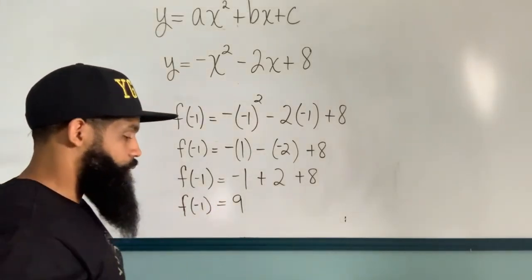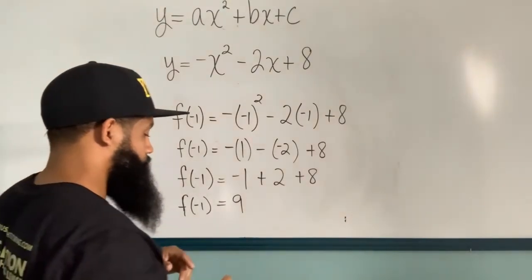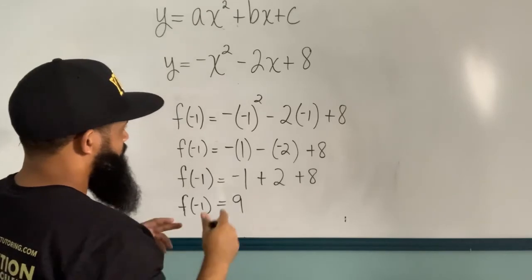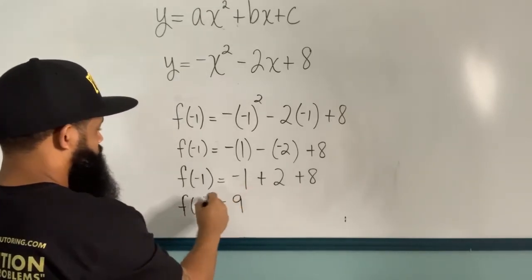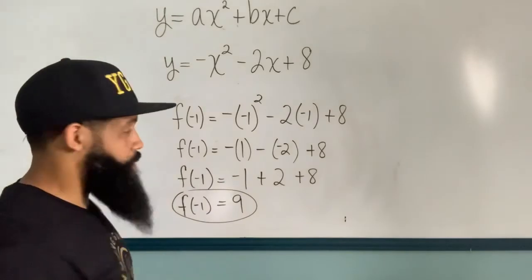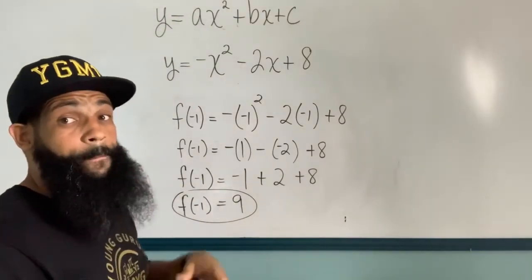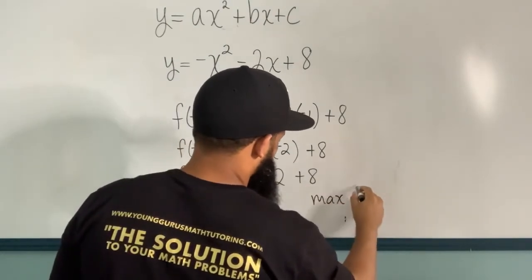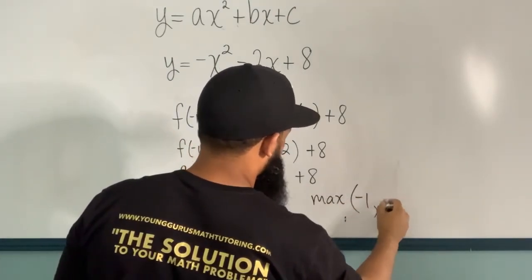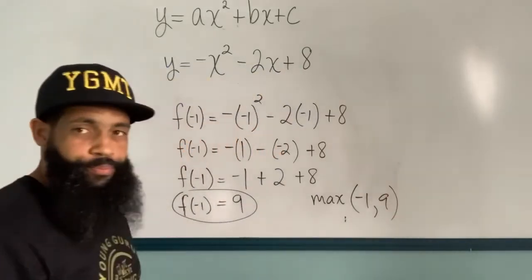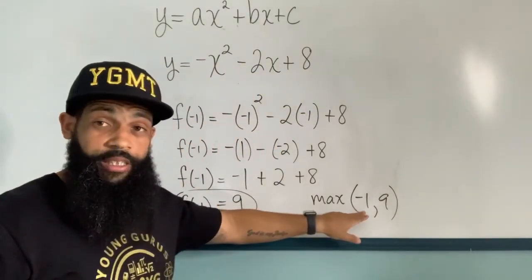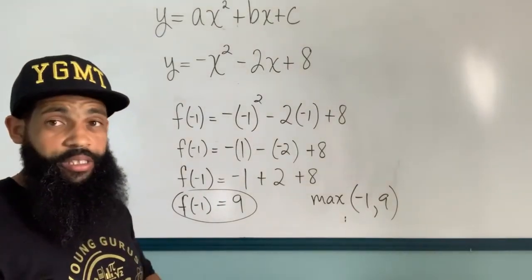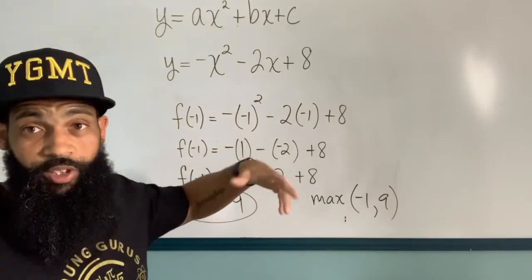All right, so now here we go. That means the y-coordinate is 9, right? So the ordered pair of the maximum point is -1, 9, right? And the axis of symmetry is at x equals -1. So those are the different things that we can do with the graph of this quadratic equation.